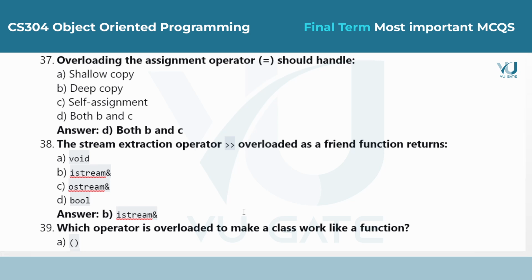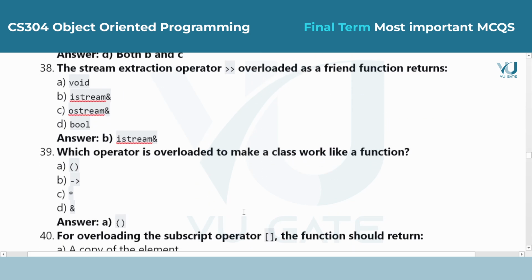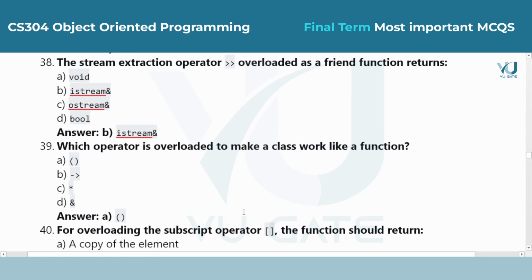Answer: D. Both B and C. Explanation. A robust assignment operator must perform a deep copy to manage memory correctly and check for self-assignment to prevent accidentally deleting its own data. Q38. The stream extraction operator overloaded as a friend function returns. Answer: B. istream. Explanation. By returning a reference to istream, we can chain inputs together, like writing cin >> x >> y.